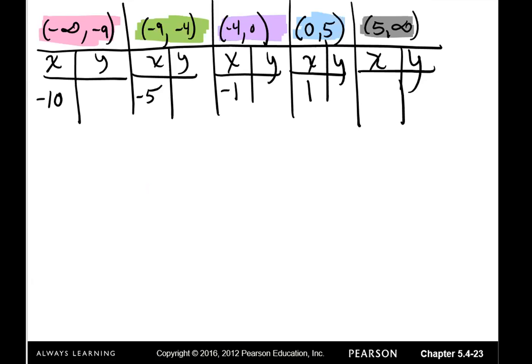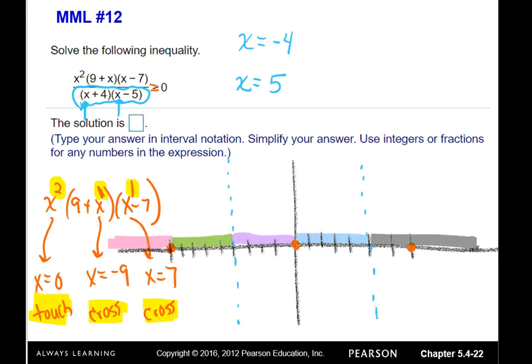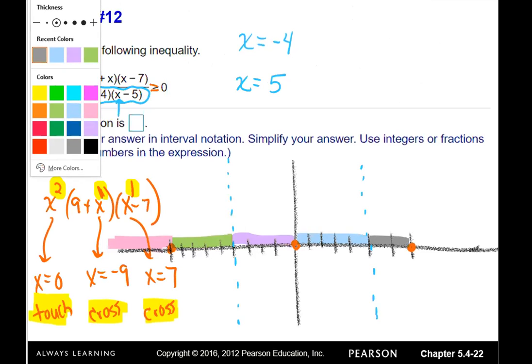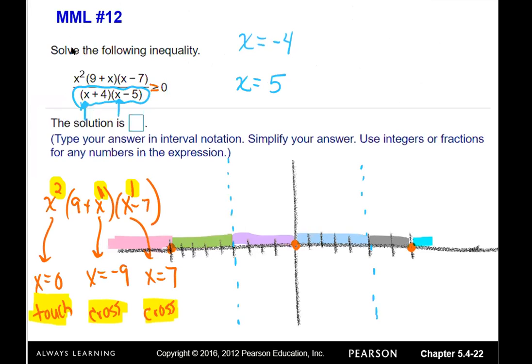Oh, shoot. Hang on a second. Did I miss one? Damn it, I sure did. Gray should be right here. Now I need another color. How about this funky blue color? There we go. Turquoise. There's another interval I missed. Sorry. So there's actually 6 intervals. 1, 2, 3, 4, 5, 6.